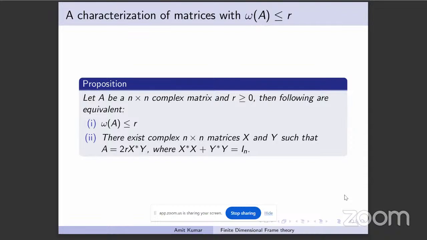This is the characterization given by Bhatia and Tanvi for all matrices whose numerical radius is bounded by 1. It was given by Bhatia and Tanvi, and this is our generalized version which we will be using. So this generalization says that the numerical radius of a matrix A is less than or equal to R if and only if A can be factored as 2R X star Y, where X and Y are n cross n matrices such that X star X plus Y star Y is In. Here In denotes the n cross n identity matrix.